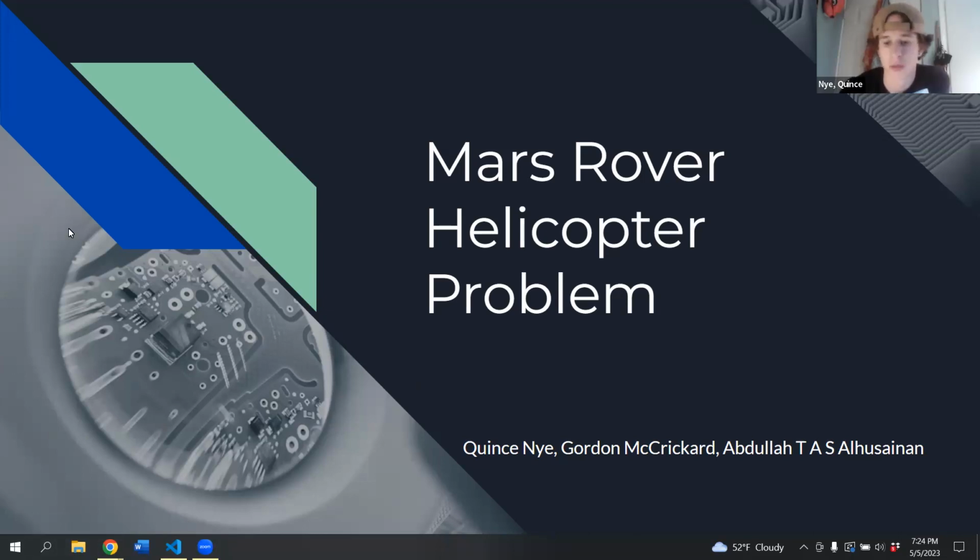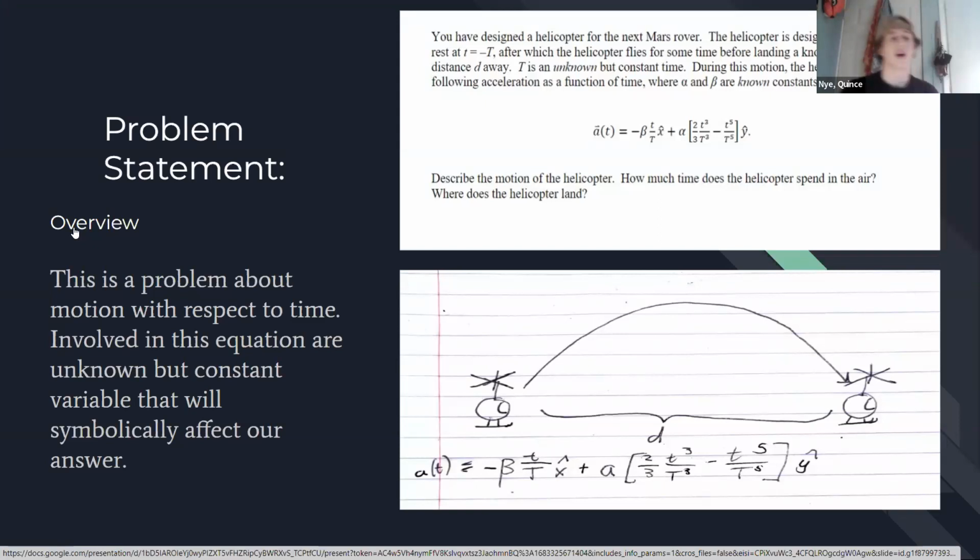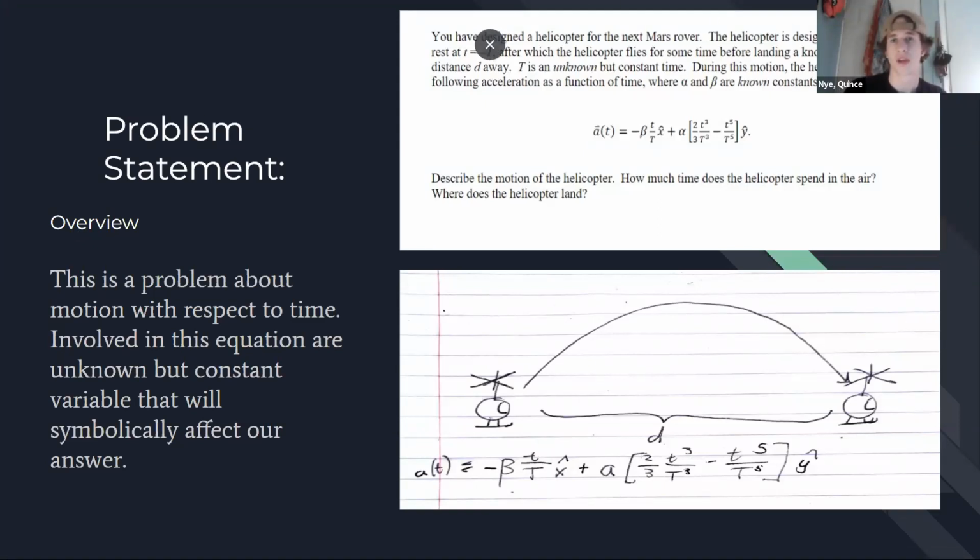We are each presenting a different portion of the presentation, and we'll start with the problem statement. So we have been given the problem statement on the top right, which is a helicopter for the next Mars rover. The helicopter is designed to launch from rest at a negative time constant t, after which it flies for some time before landing a known distance d away.